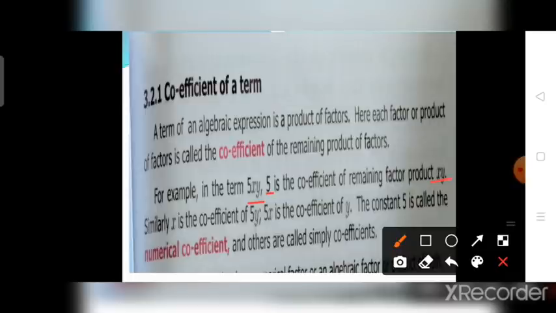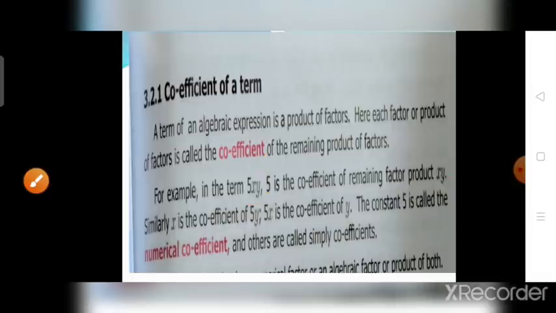Similarly, x is the coefficient of 5y, and 5x is the coefficient of y. The constant 5 is called the numerical coefficient and the others are simply called coefficients. A number is called the numerical coefficient and the others are called coefficient only. Are you understanding? The constant 5 is called the numerical coefficient.